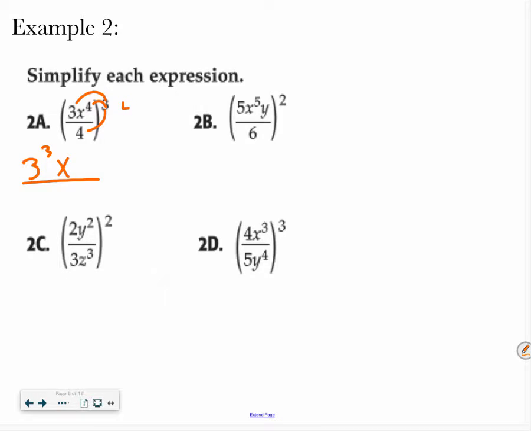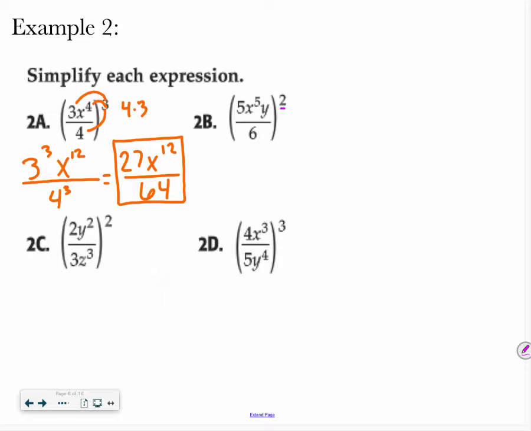So power to power, that means we're going to multiply 4 times 3. So x to the 12th and 4 to the 3rd. Like I was just saying, if you have a constant number to a power, I want you to simplify that. So we're going to have 27 x to the 12th divided by 64. And that fraction is as reduced down as it can be because no number goes into both 27 and 64. So that's going to be my final answer there.